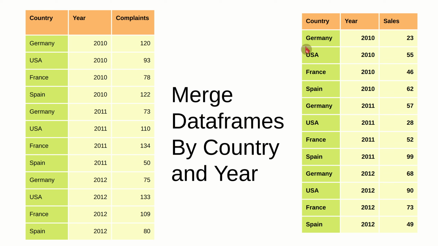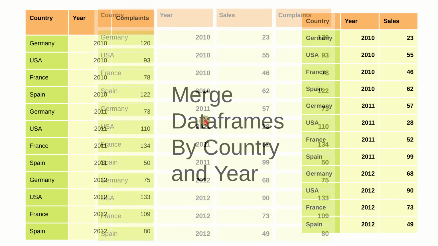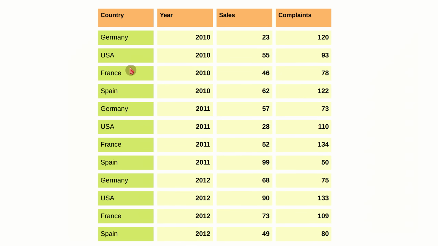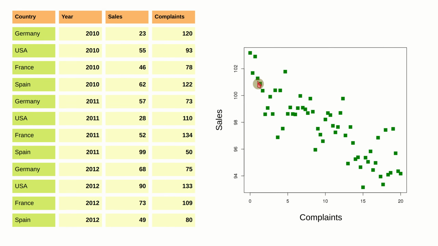Let's say we have another data set with complaints, also for countries and the years, and we want to merge them. So we get this data frame with country, year, sales, and complaints, and now we can calculate correlations or whatever. So this is a task, okay? So what do we need to do in order to achieve that and to use R in PyCharm?